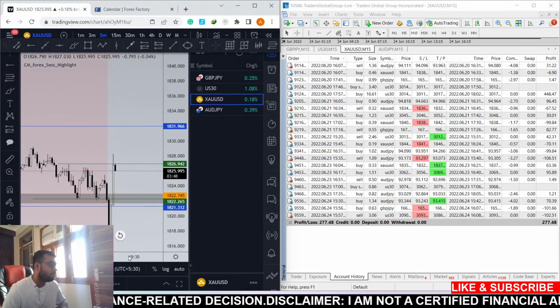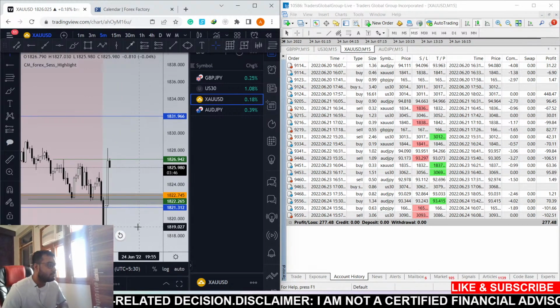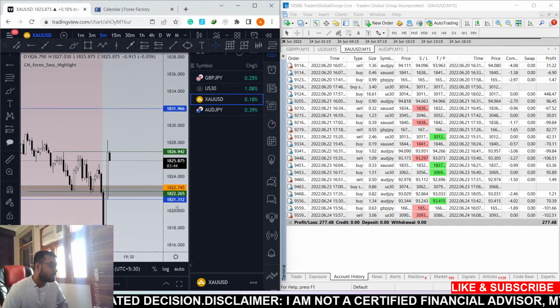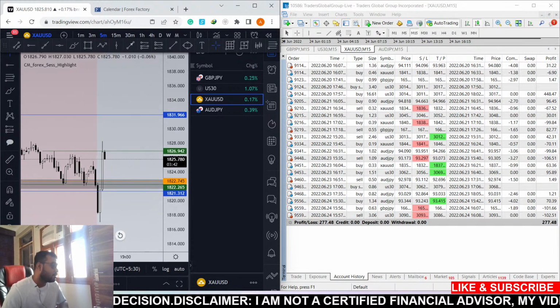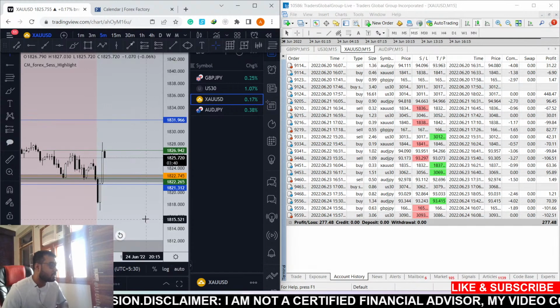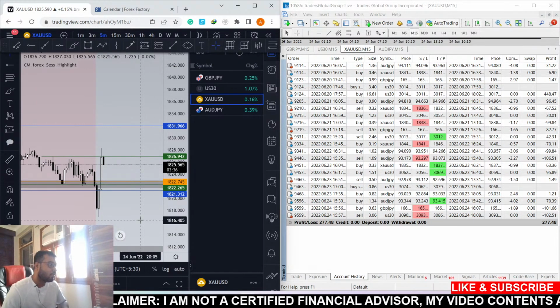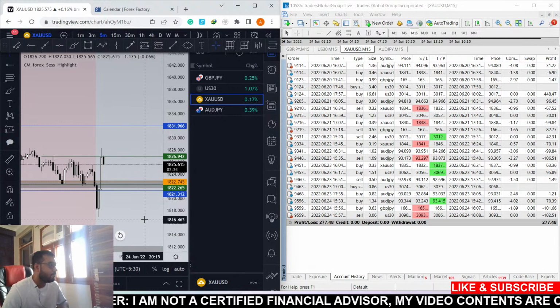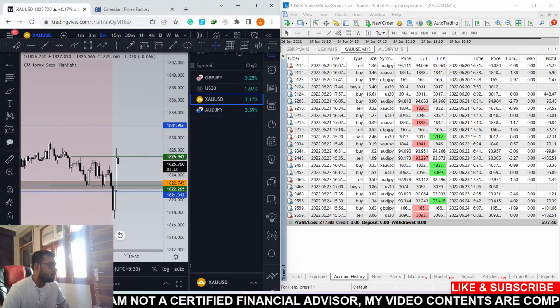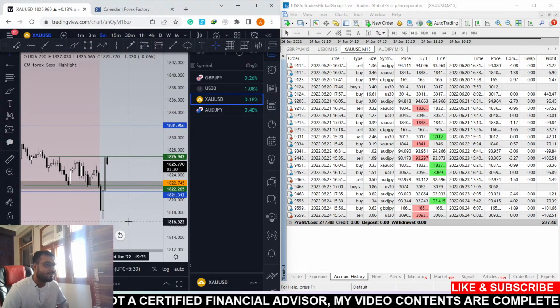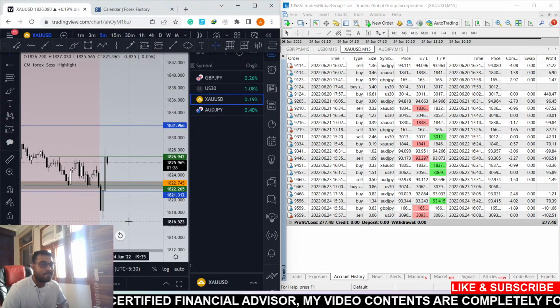Every strategy makes money. It doesn't matter whether you toss a coin and take a trade. If you follow your risk management, you will definitely make money in that also. Risk management is a very important thing.